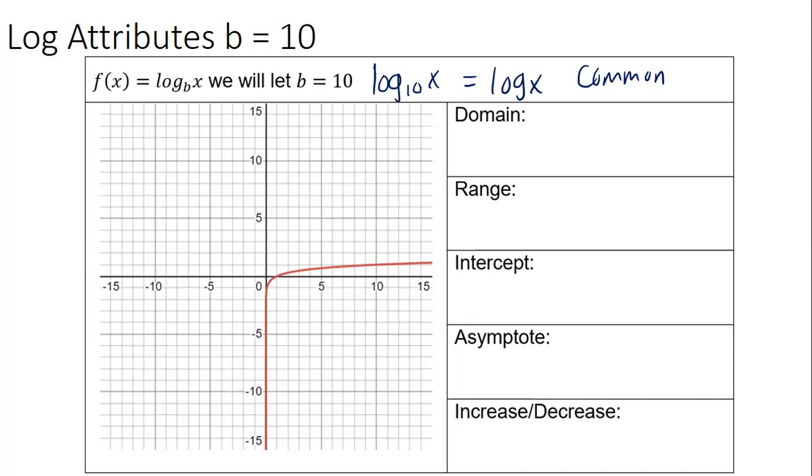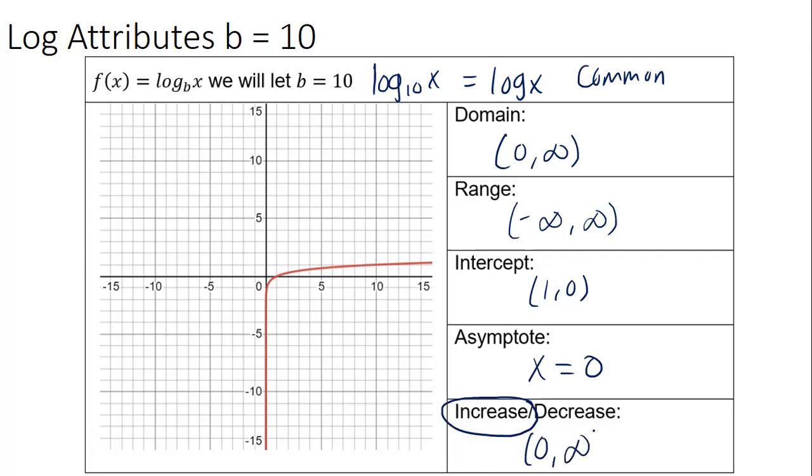Okay. Now, looking at the graph, did our 5 attributes change? No, my domain is still from 0 to infinity. My range is still from negative infinity to positive infinity. My intercept is still at 1. My asymptote is still at x equals 0. And from left to right, the graph is still doing what?